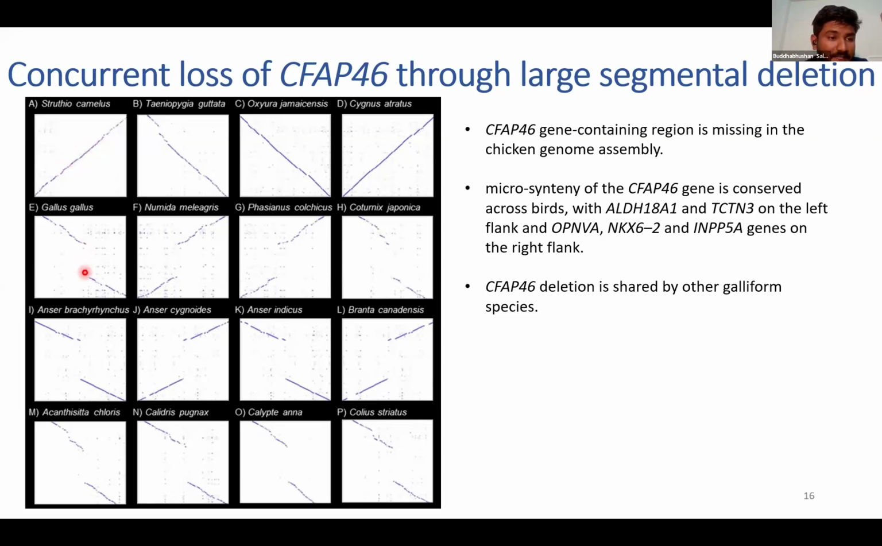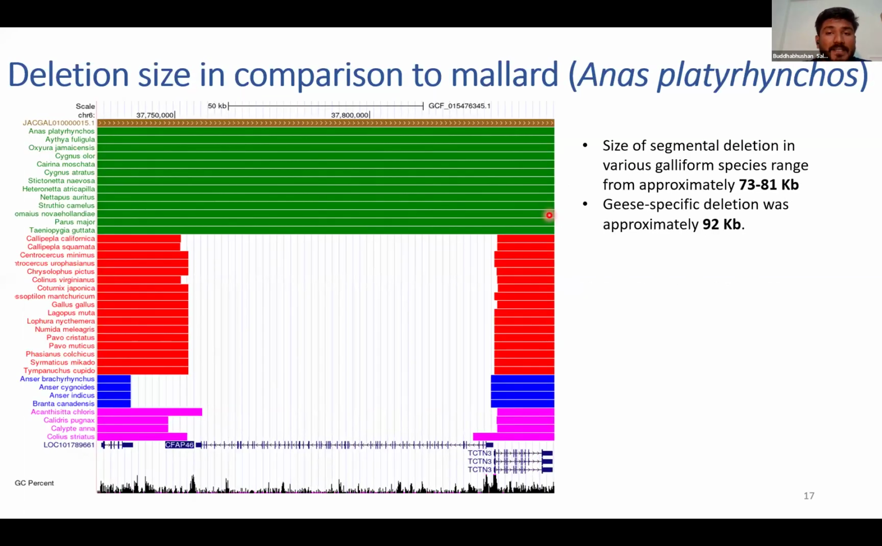Here, whenever there is a gap, it indicates that there is a segmental deletion, and the straight line shows that there is no segmental deletion and the synteny was conserved. We estimated the size of this deletion based on the mallard, and found that the deletion size is around 81 kb in the galliforms. In the geese, the deletion size was slightly higher, shown here in blue. It was around 92 kb.